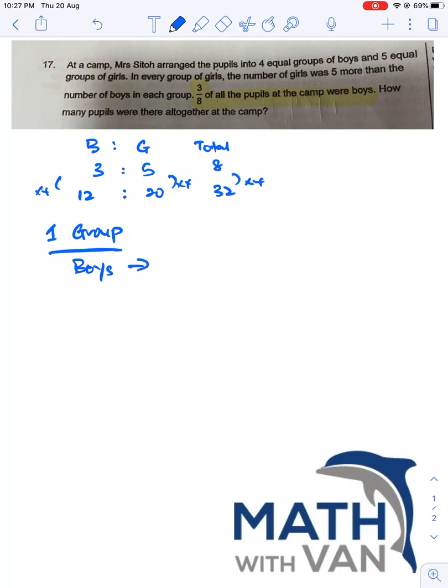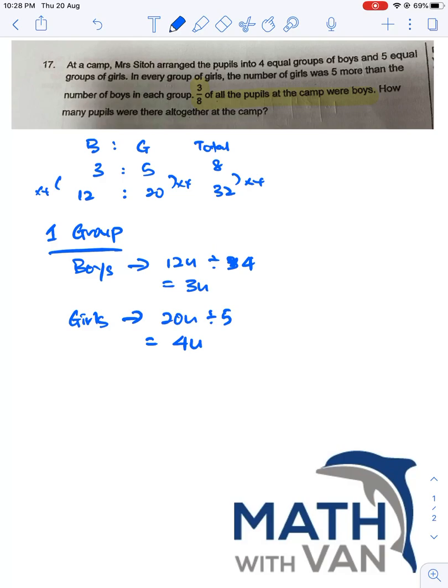If I define the total number of boys as 12 units, I could just take 12 units, and since there are 4 equal groups, I'll divide by 4, and that gives me 3 units. That means there are 3 units of boys in every group. What about the girls now? Remember, in total there are 20 units. I have 5 equal groups of girls, so divide by 5, that will give me 4 units. Am I right? Now, easy, isn't it?